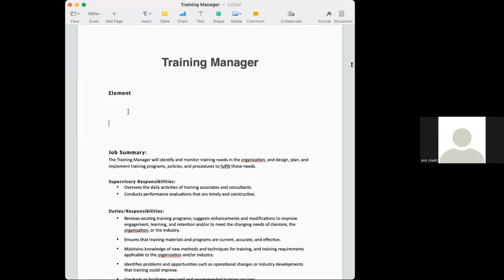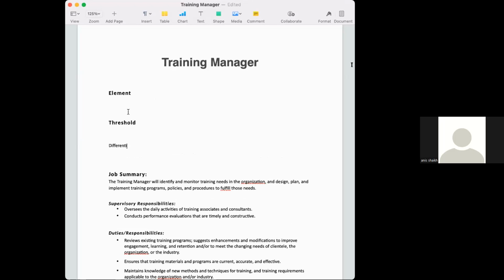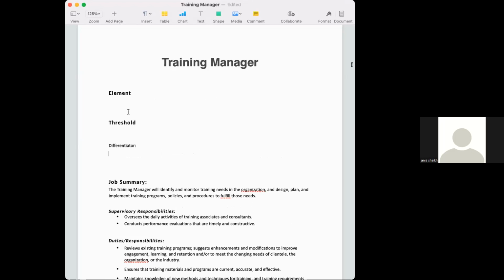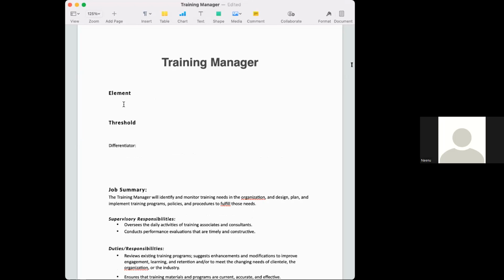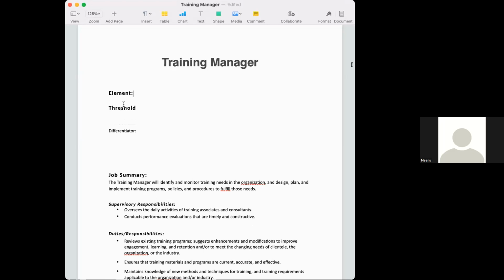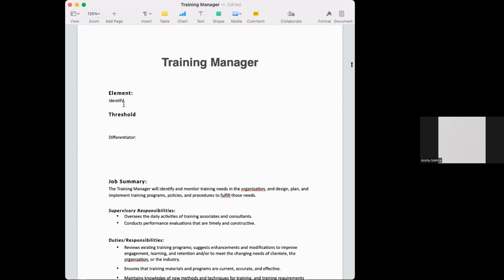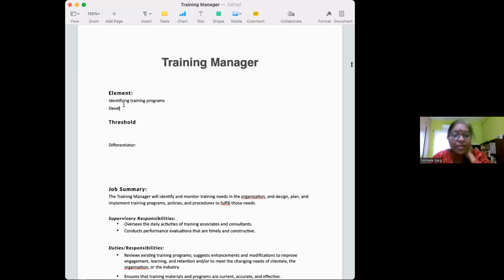Element, threshold, and differentiator. The element we have now is identifying training needs and implementing training programs. And before implementing, in my view, develop modules also for the training. Actually, guys, can you hear me? Yes. I will appreciate if you use that template, because that becomes very clear for you, where job element, threshold, knowledge and skill, and then differentiator.